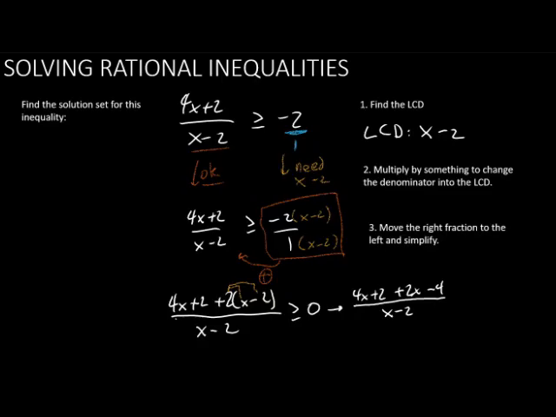Now we combine the like terms. If we combine 4x and 2x, we now have 6x. And if we combine the 2 and the negative 4, we'll end up with negative 2. This will still all be over x minus 2. You will still have the greater than or equal to symbol, and then we'll put 0. This is our simplified inequality, and then using this, we can find the zeros and asymptotes.